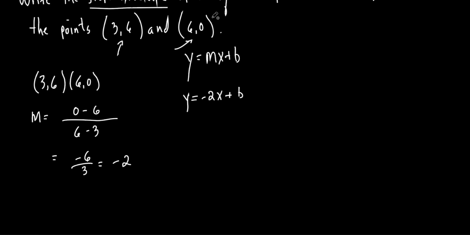So watch what I'm going to do. I can pick either one of the points. It doesn't matter which one I pick. I could pick the 3, 6, or I could pick the 6, 0. Which one would you rather pick? The 3, 6? Okay. I'd probably pick the 6, 0 because 0 kind of makes it a little easier. But let's do the 3, 6. It doesn't matter which one.